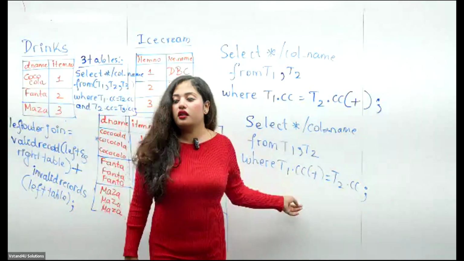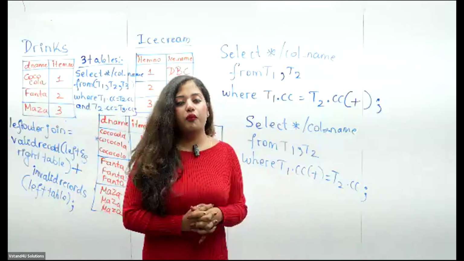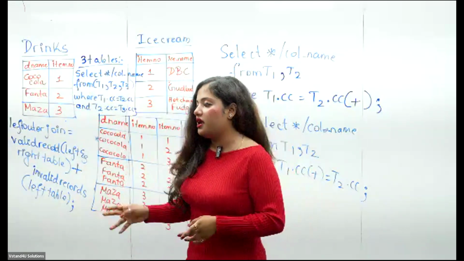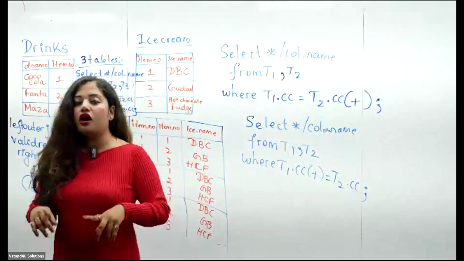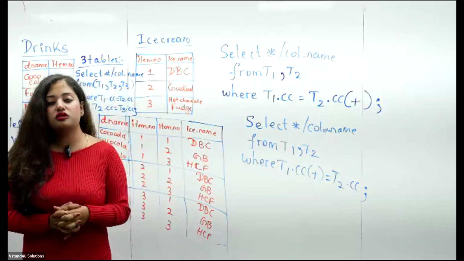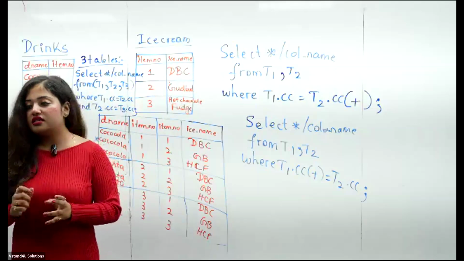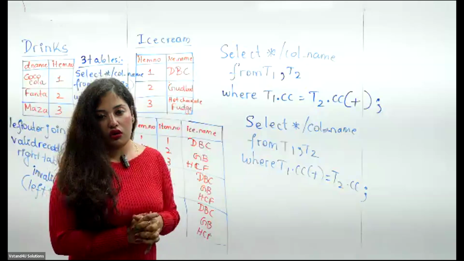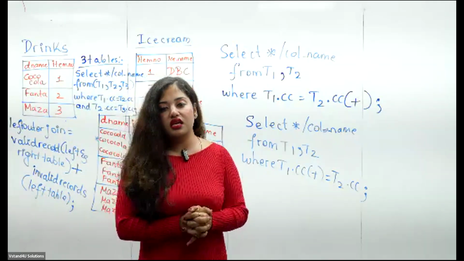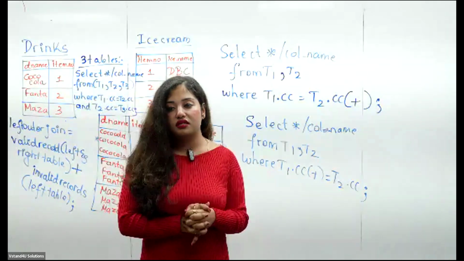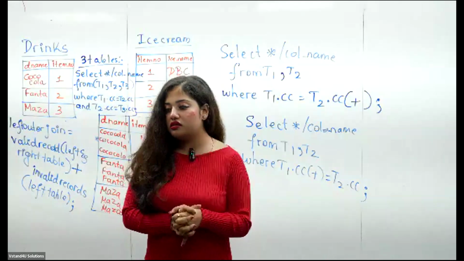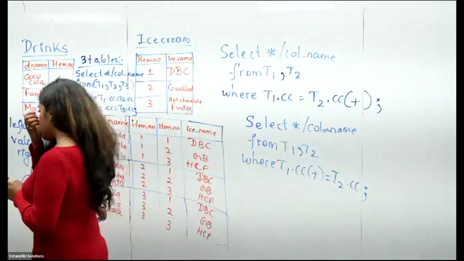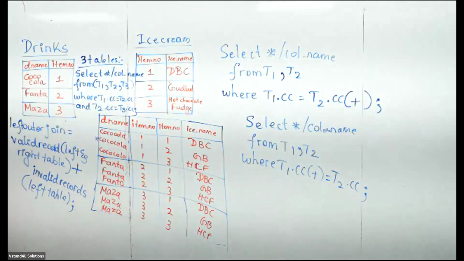Full outer join: valid records of both left table and right table and invalid records of both the tables. How will you write the syntax for that? Select star, column name from T1, T2 where T1.CC equals T2.CC. Clear? Clear with joins? Tomorrow if I ask questions on this, you people will tell, no? Once again, tell me the query for full outer join.